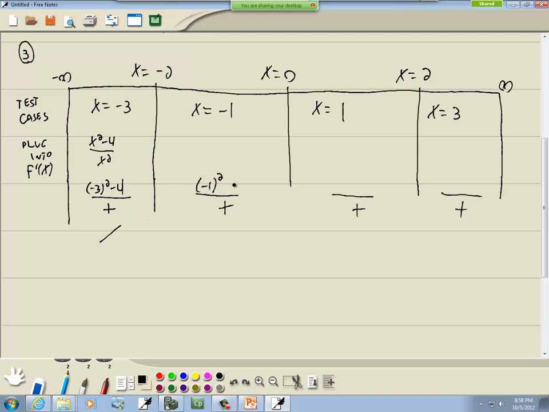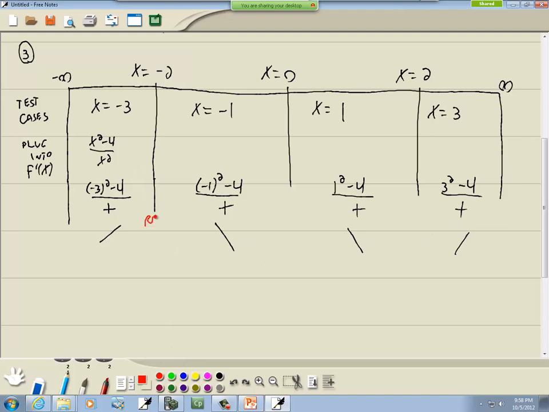If I put negative 1 in, I get negative 1 squared minus 4. Negative 1 squared is 1. 1 minus 4 is negative. Negative divided by positive is negative, so this is decreasing. If I put 1 in, I got 1 squared minus 4, which is negative, which is decreasing. And if I put 3 in, I got 3 squared minus 4. 3 squared is 9. 9 minus 4 is positive. Positive by positive is increasing.